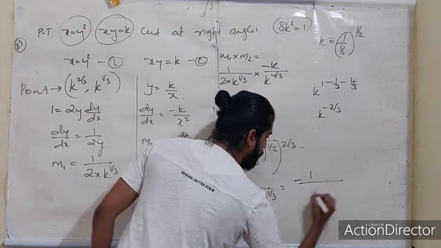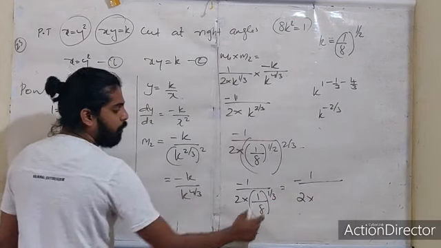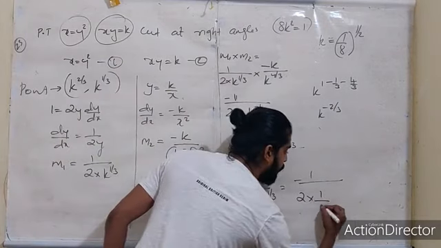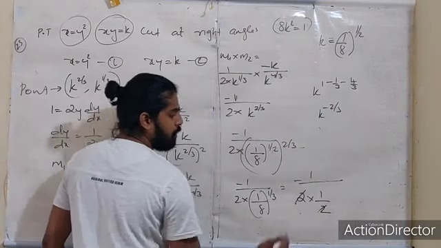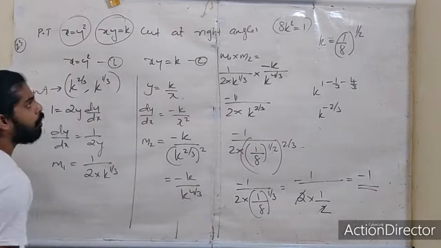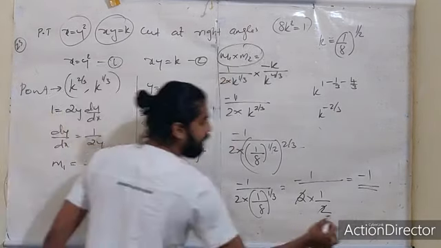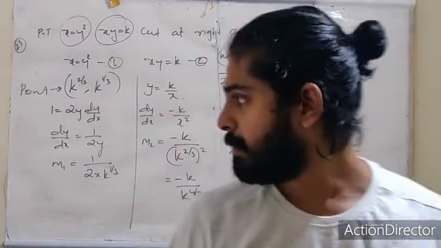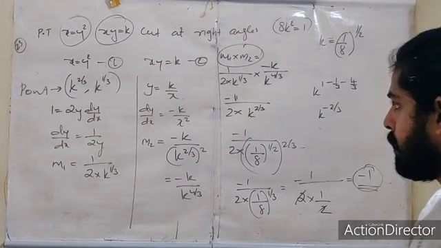Minus 1 by 2 into 1 by 8 raised to 1 by 3, which means the cube root of 1 by 8, which is 1 by 2. Cancelling this 2, what remains is negative 1. That means the product of the slopes m1 into m2 is equal to negative 1. Since the product of the slopes is negative 1, the tangents are perpendicular to each other. Okay. Let's move to the next question.